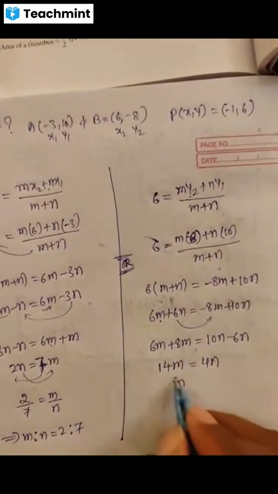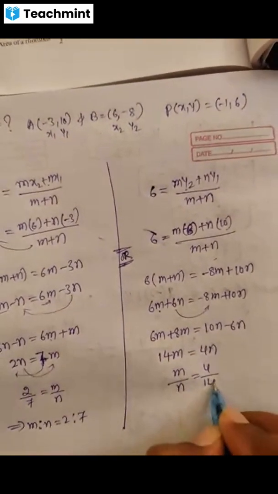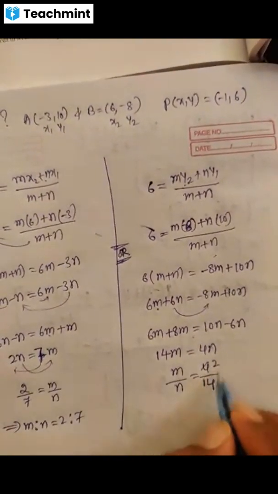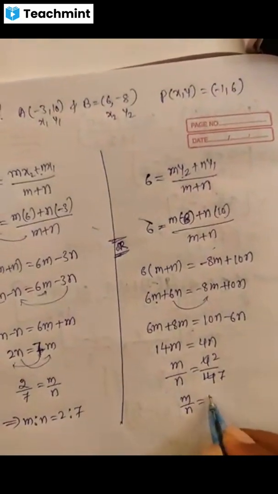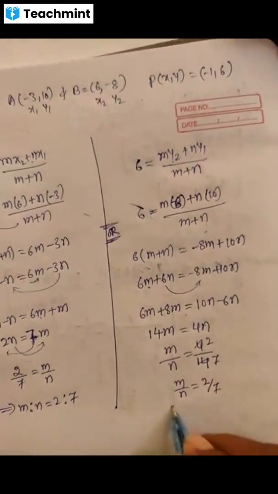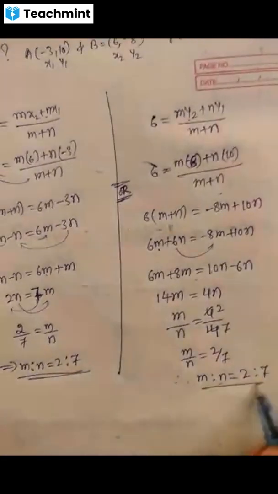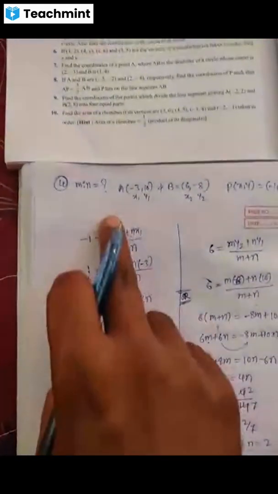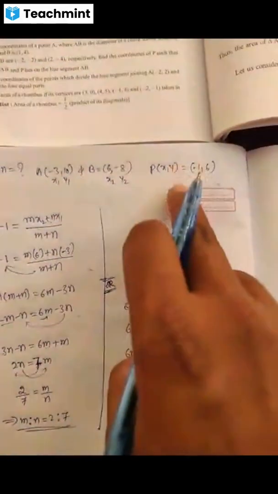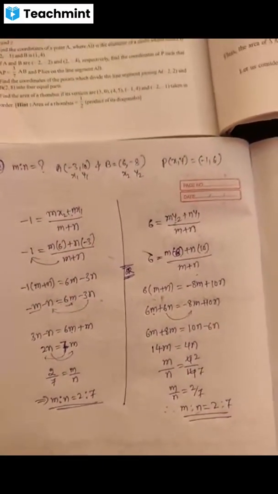So m divided by n is equal to 4 divided by 14. 2 2s are 2, 2 7s are 14. m divided by n is equal to 2 divided by 7. Therefore m is to n is again 2 is to 7. See here, the answers are similar. So you can solve by taking the x coordinate or you can solve by taking the y coordinate. Both answers should be the same.